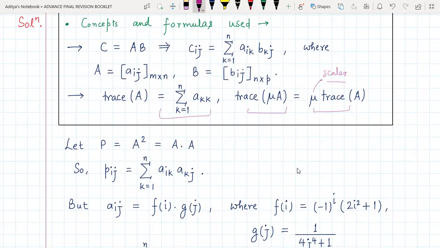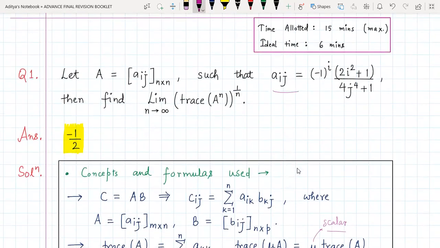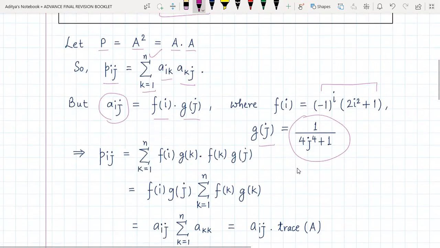So first let us consider a matrix P, which is equal to A², which means A into A. By the definition of matrix multiplication, P_ij would be equal to the summation k equals 1 to n of A_ik into A_kj. But we can say that A_ij is equal to f(i) into g(j), where f(i) can be taken as (-1)^i (2i² + 1), and g(j) can be taken as 1/(4j⁴ + 1), because if you multiply them out, you get A_ij. So easily we have written it in this form.